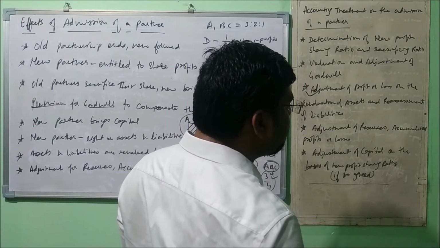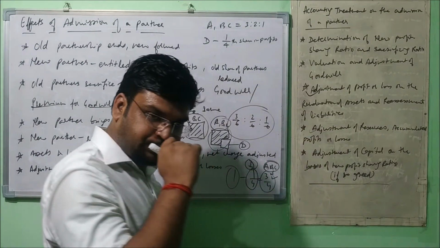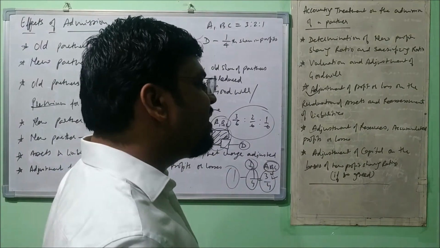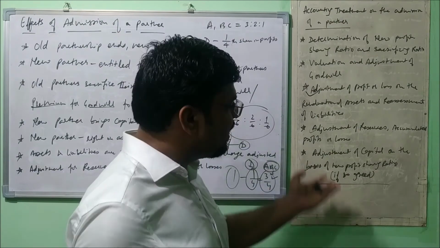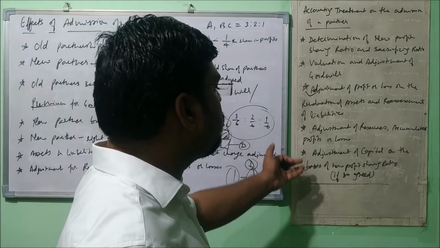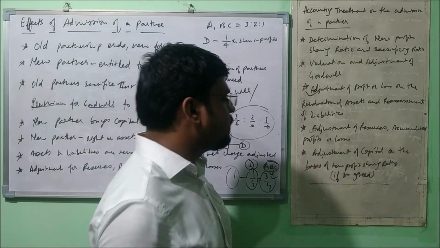Now, next, adjustment of reserves, accumulated profits and losses. That concept is also similar because the new partner has no role to play in this. Whatever is the amount, that will be shared among the old partners. The same calculations will be there. Already I have explained everything about these in chapter 4, so we'll be doing these faster.